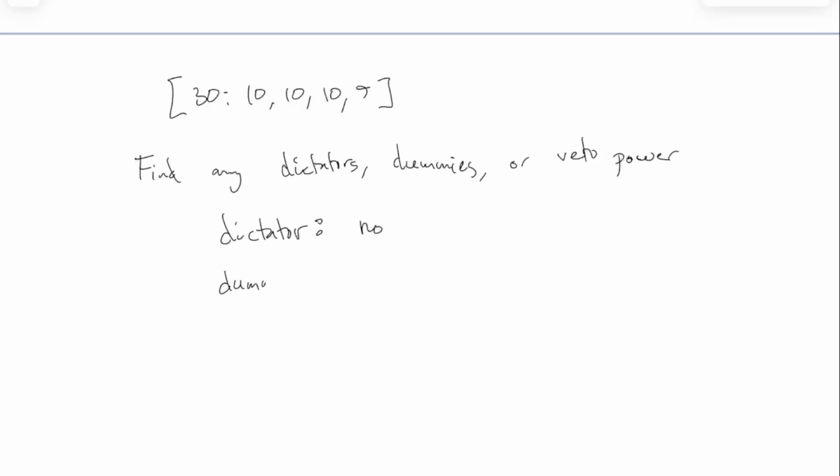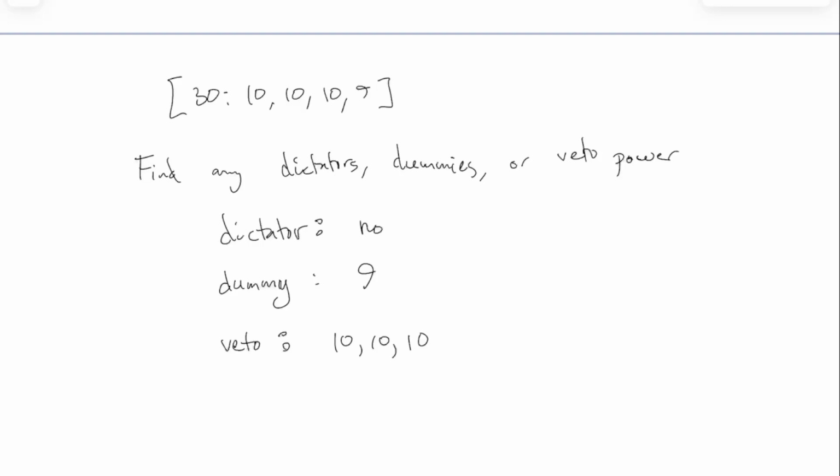What about dummies? We already discussed in this example, the 9 is a dummy because the 9's vote in this example doesn't ever contribute to making it to 30 or not. And then what about the veto power? You should be asking yourself, is there any number over here that you actually need in order to get to 30? What do you say? Yeah. You need the 10s. Remember, this represents 3 different people, each of whom has weight 10. And all of them have veto power, right? You need all 3 of them in order to make it to 30. So the veto power would be the 10, the 10, and the 10. There are 3 voters with weight 10, and all of them have veto power in this system. All right. That's how we do it.